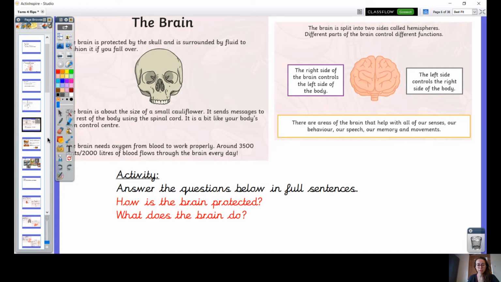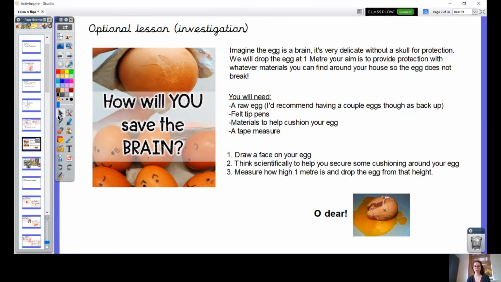Well done. And we've got a final thing to show you today. Now, my final activity is an optional activity because some of you might be able to do it and some of you might not be able to do it at home. So it's just an option. If you're in school, stay listening because it might be an activity you really like to do at home. So it's an investigation, actually.